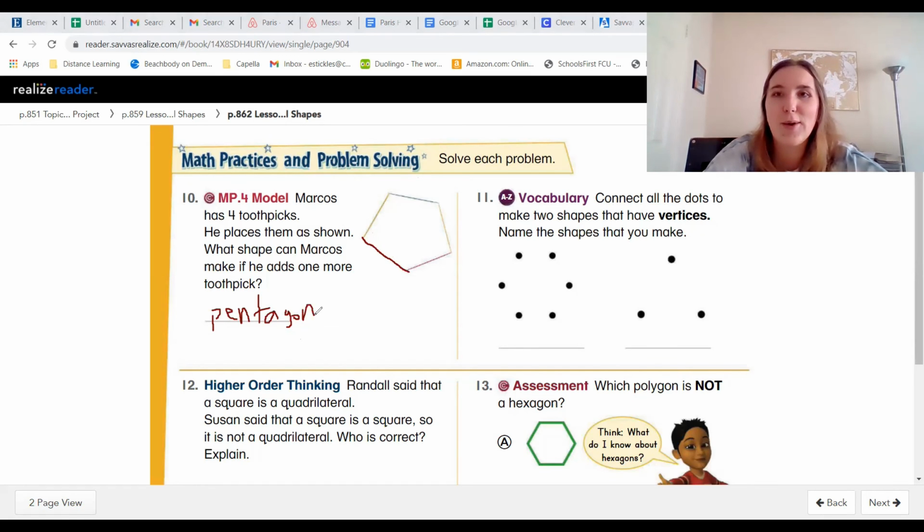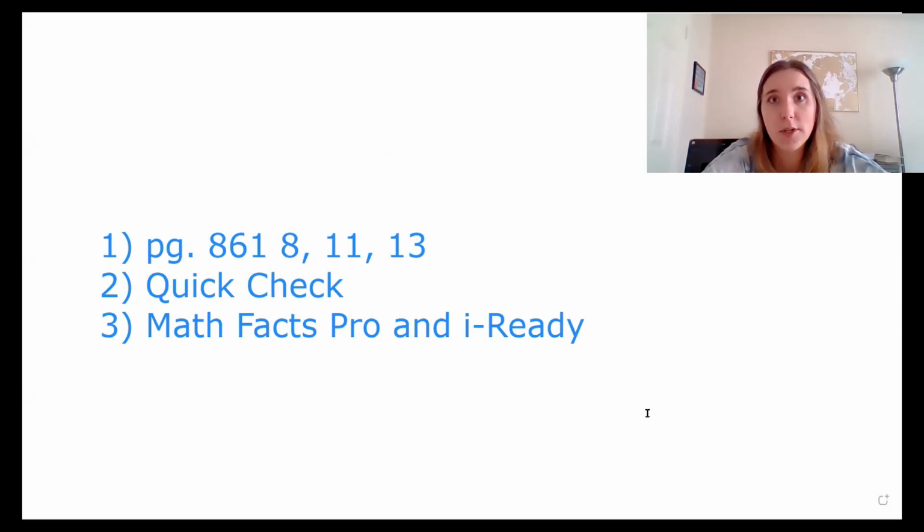Okay, let's go look at your homework for today. So for your homework today, you're going to go back into the workbook on page 861 and do number 8, number 11, and number 13 for a little bit more practice. And then go do your quick check that's on your Google Classroom. And then after that, do your Math Facts Pro and iReady the way that your teacher has assigned it.